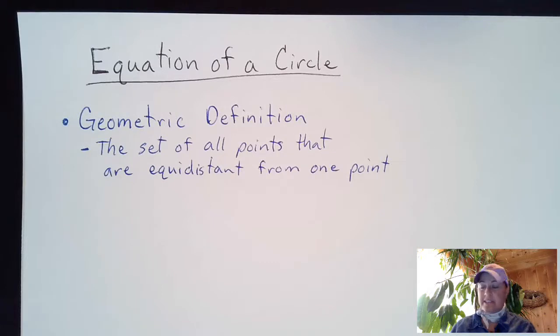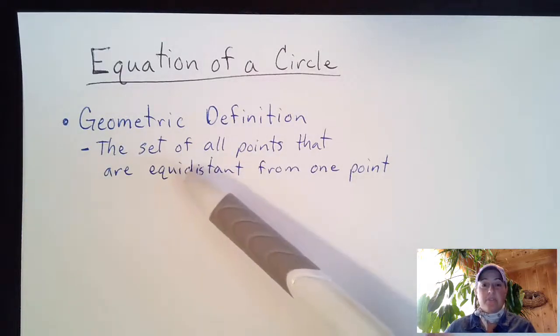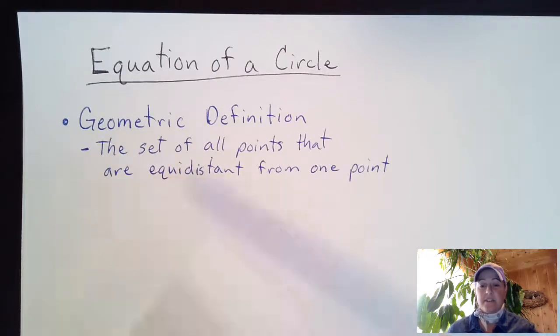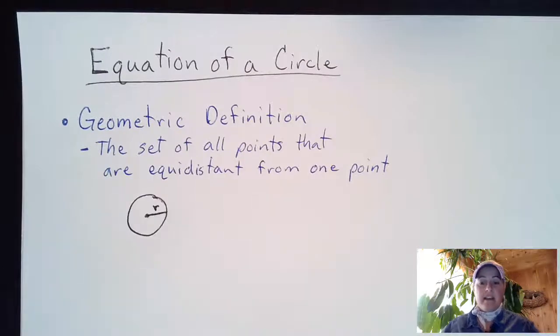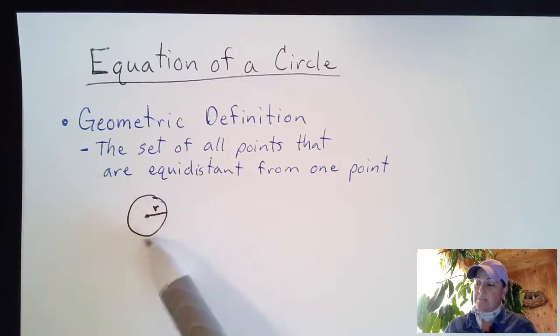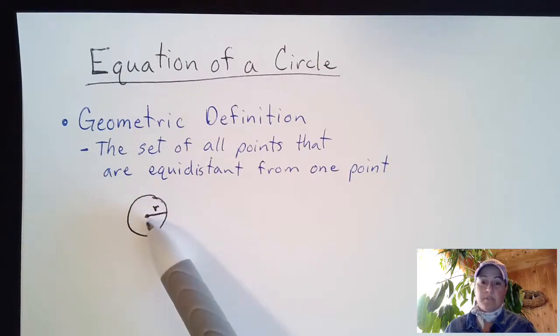Alright, before we get going in, we ought to talk about the understanding we have right now of what a circle is, and that's the geometric definition, which is the set or the group of all points that are equidistant from one point, and that one point that they're all the same distance from is the center of the circle. And that same distance we call the radius. So all of the points that are on that circle are the same distance, or equidistant, from one point.